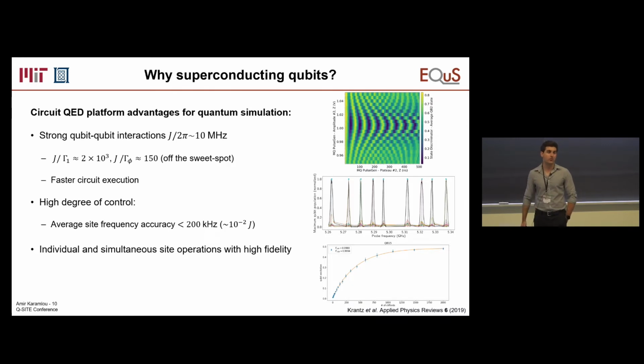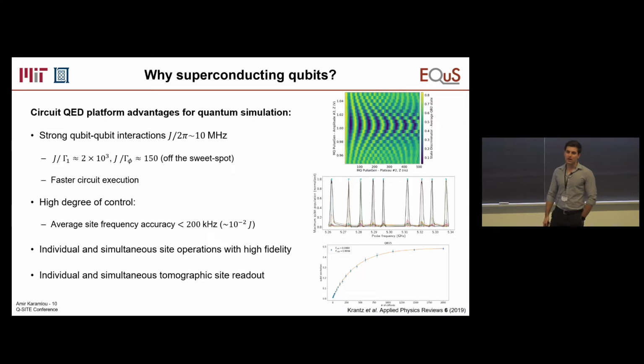We've gotten this up to 99.99% in our lab. And finally, we have individual and simultaneous tomographic site readout. So we can read out the value of each qubit at the same time, but not just along the z basis, but along the x basis and also the y basis. And again, people have used these tools for quantum computation.